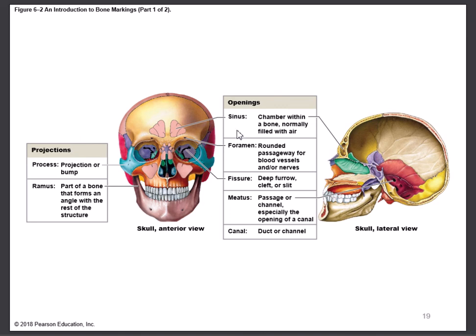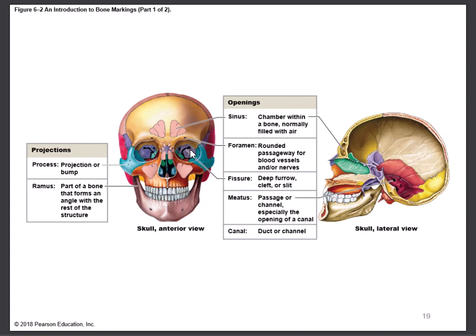A foramen is a really important word you need to know. A foramen is a hole, but it's typically rounded. If you take a look at the picture of the skull here, you see holes all over the place. There's a hole up here, there's a hole down over here. These are known as foramina. A fissure is also a hole, but it's more of a slit-like opening.